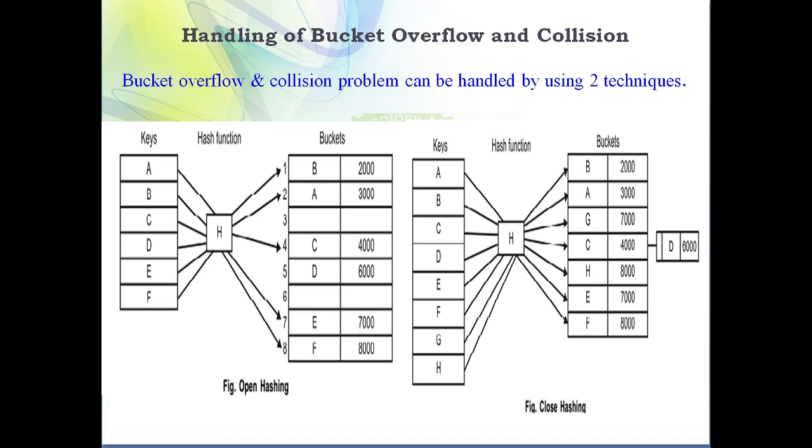Now in order to overcome these two problems of collision and overflow, in case of static hashing, two concepts are there. One is open hashing and the second one is closed hashing. These are two techniques used to solve the collision and overflow problem. First of all, we address the problem of collision. How can the collision problem be solved? By using the concept of open hashing.